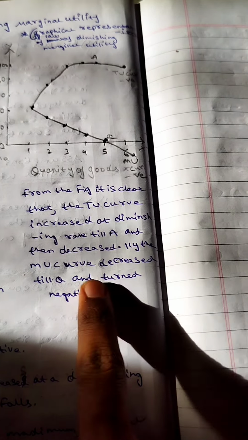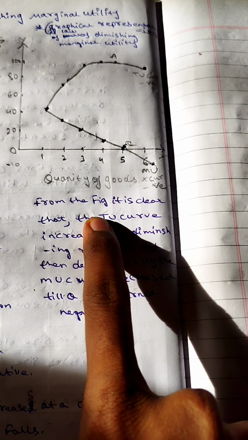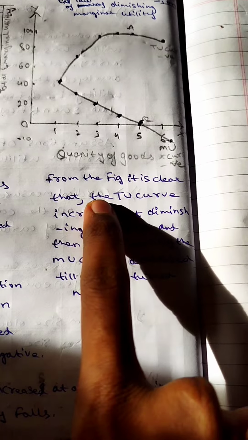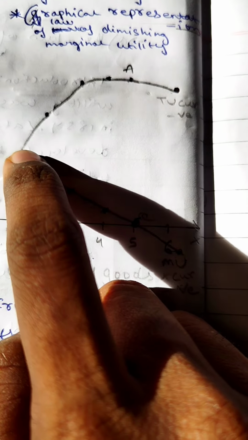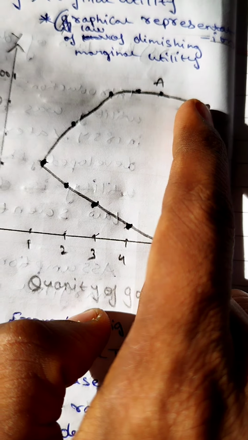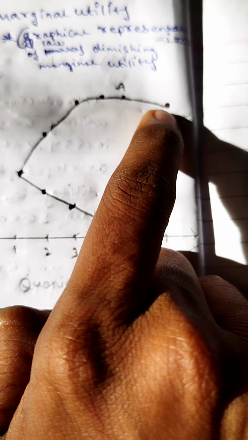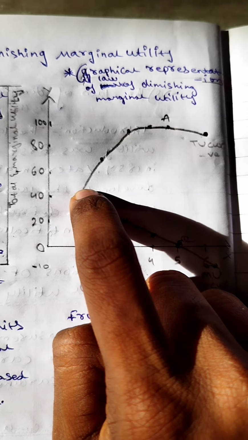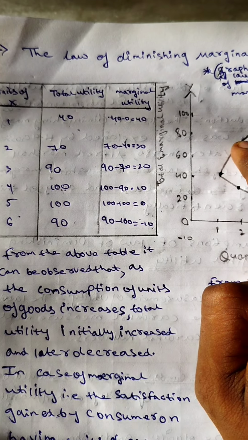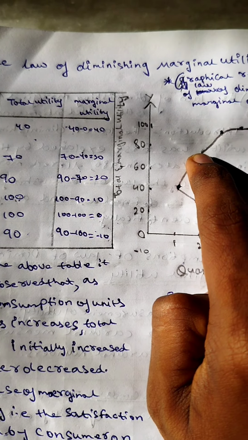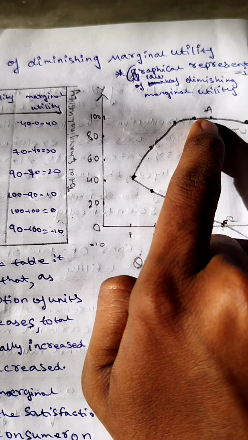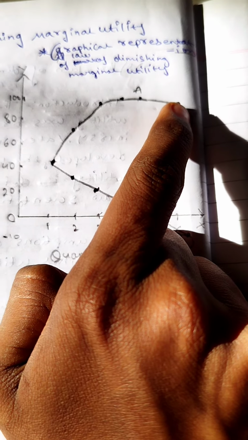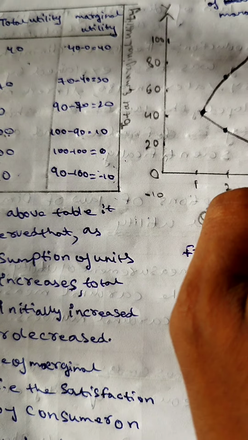And we have to write the observation from the above diagram. From this figure, it is clear that the TU curve will increase and later it decreases. First it increases from 40 to 70, and next 90, and next 100, and 100 is the maximum at A, and later it decreased to 90, and later it decreased.